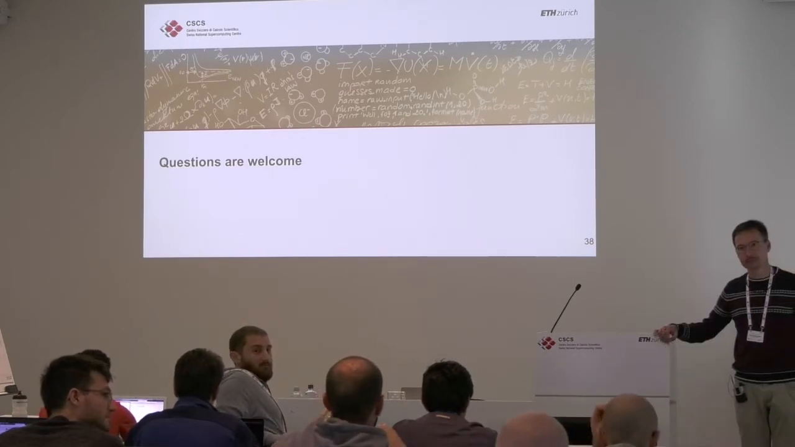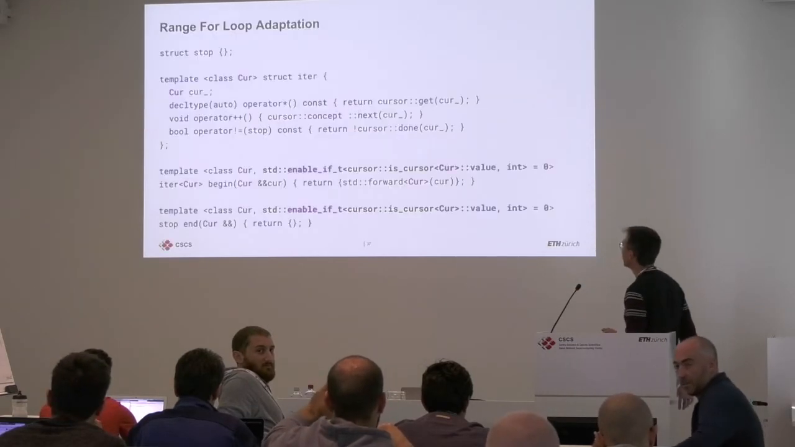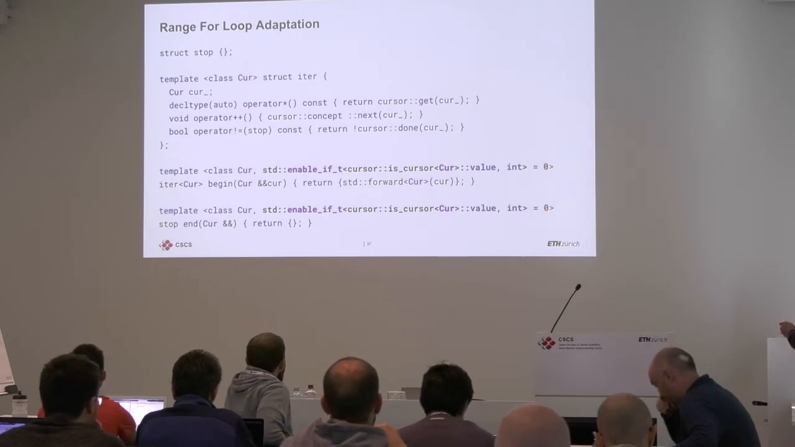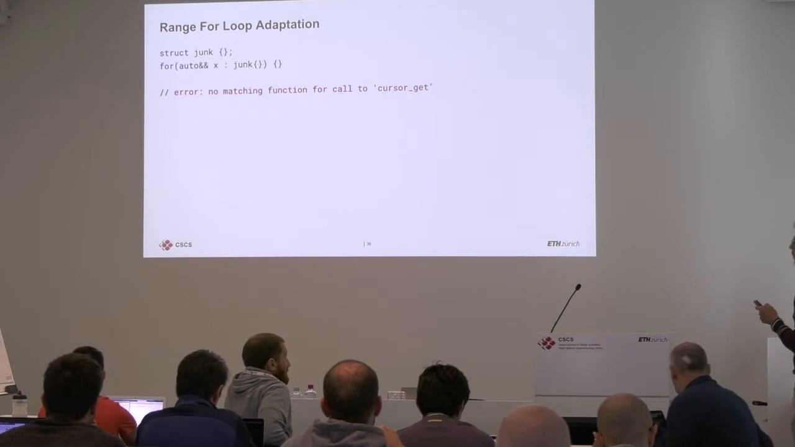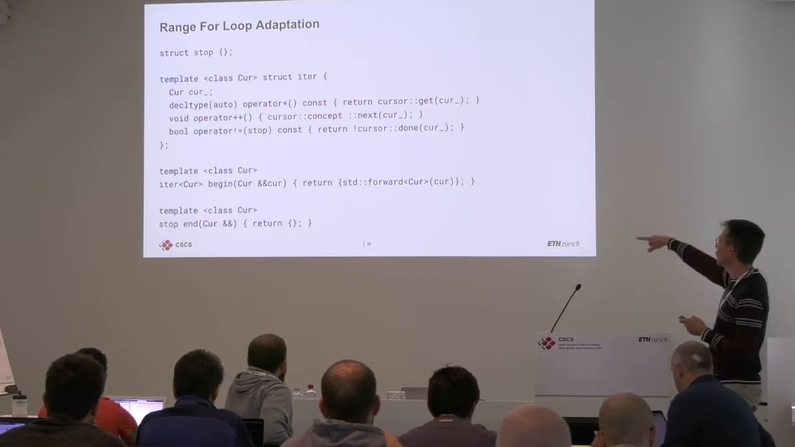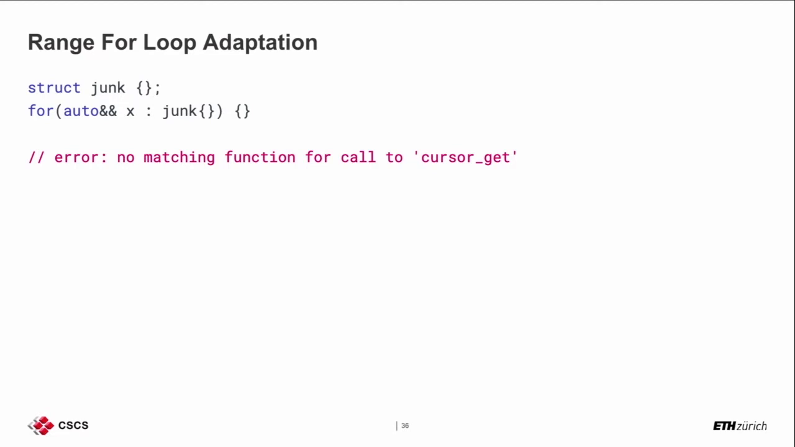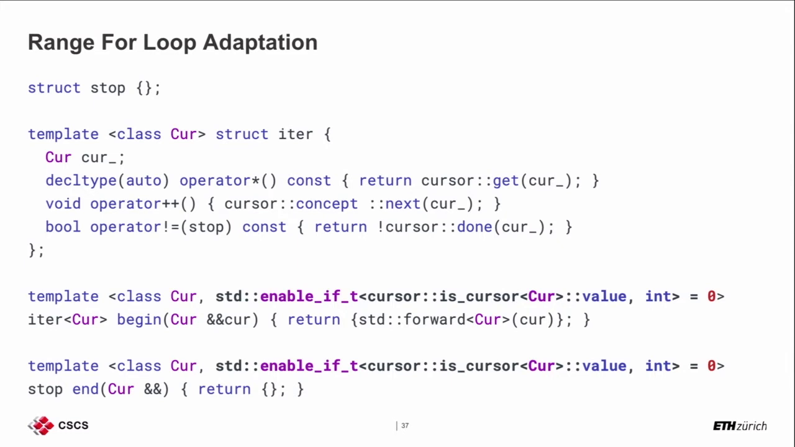Well, I have a couple of questions. One is, can you point out again the very last problem? What were we trying to solve here with this enable if? So again, after we defined these begin and end functions, they will be available for any ADL lookup in any invocation of the range for loop. And if someone does something that is unrelated to the cursor, they will get misleading errors. Sure. We just want to be a good citizen and limit the scope.